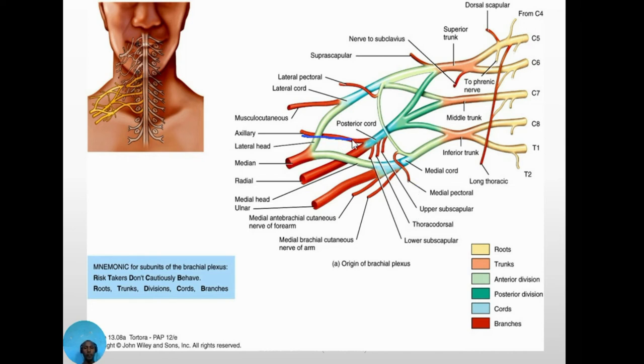One, the axillary nerve, and the radial nerve, and the upper subscapular nerve. Those are called the upper subscapular nerve, thoracodorsal nerve, and lower subscapular nerve. Those are branched from the posterior cord.